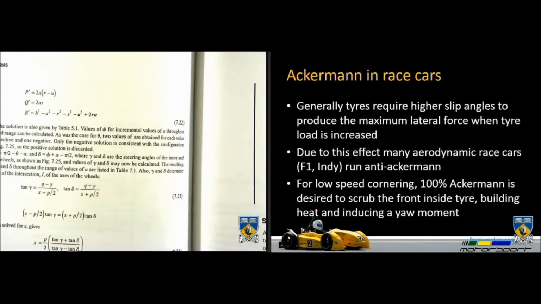So as I said, Formula 1 and Indy generally run anti-Ackerman, whereas for low-speed cornering, 100% Ackerman is desired. So all your road cars will have a pretty close approximation to 100% Ackerman, as it reduces scrubbing of the inside tyre, it doesn't overheat tyres, and things like that. So you can see Ackerman is a pretty good theoretical explanation of what's going on in your road car. You get into race cars and suddenly this thing gets blown out of the water with way different concepts.